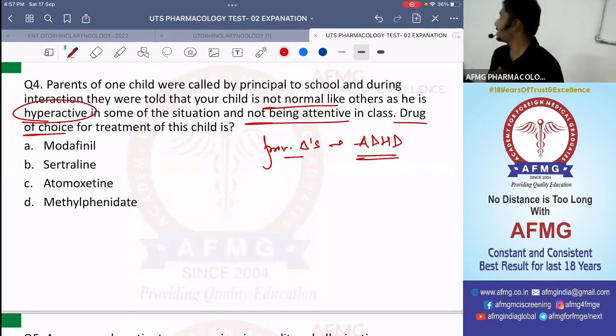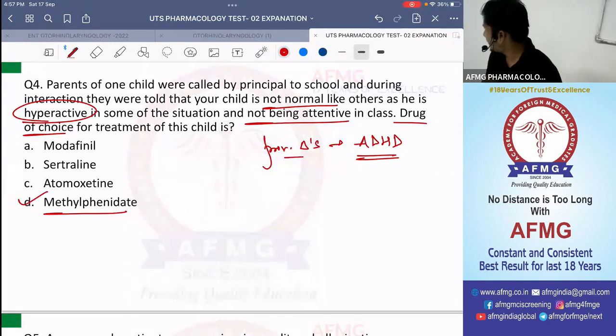Okay, so here the child will be very inattentive in class. He would be roaming and disturbing other students. And the child will also have hyperactivity. So inattention and hyperactivity are characteristic features of ADHD in children. And what is the drug of choice for ADHD? Answer is only one, that is methylphenidate. No issues with this. So methylphenidate is the drug of choice for ADHD.